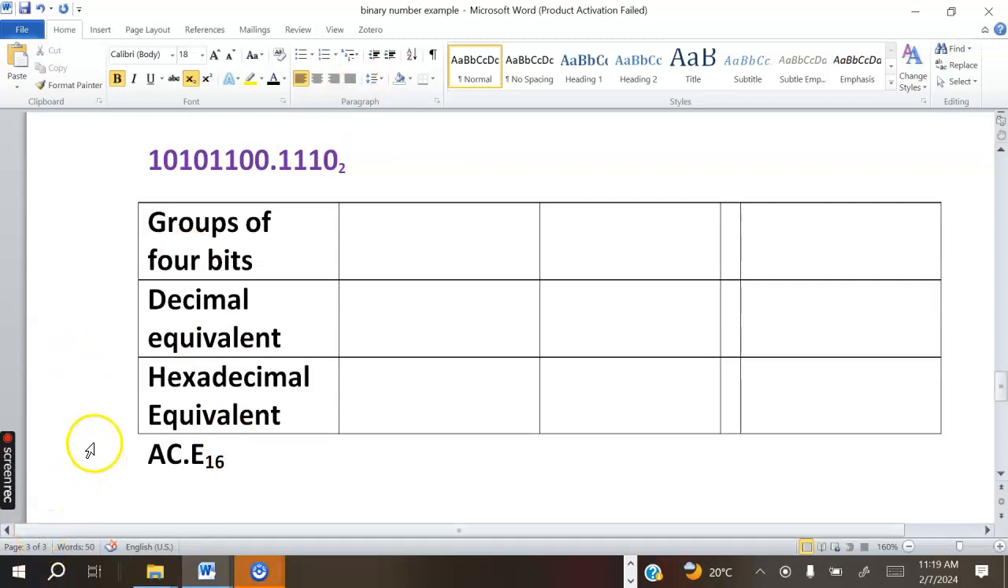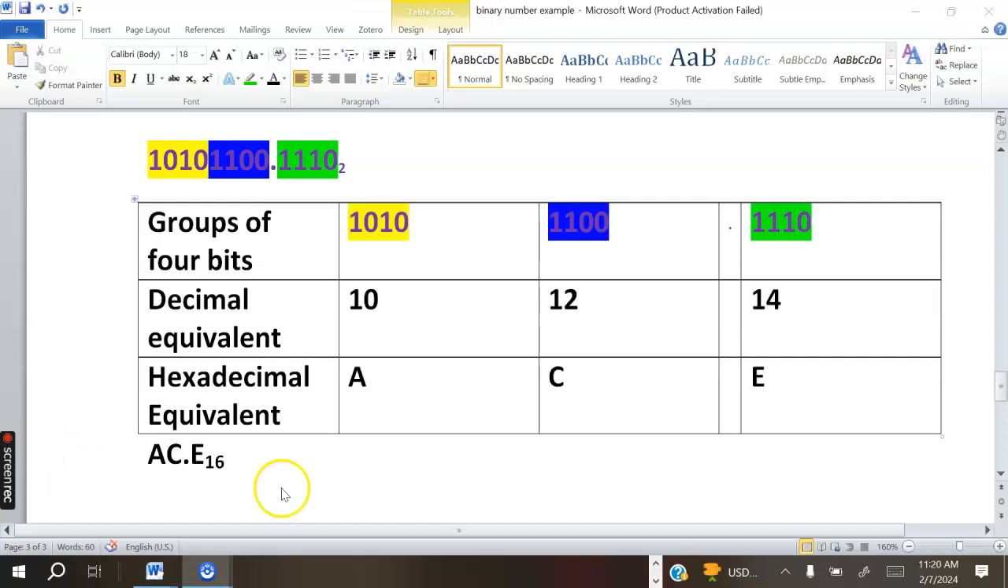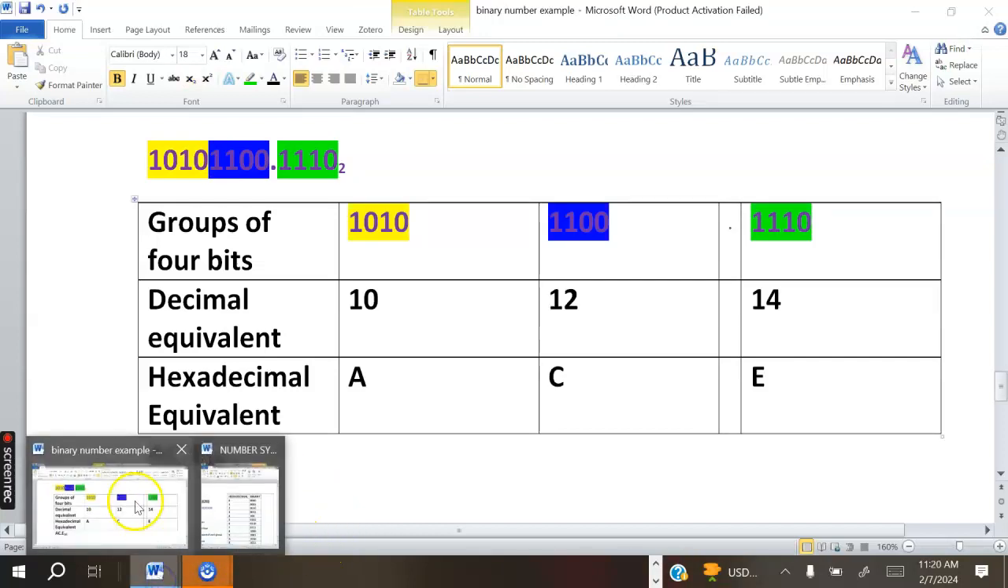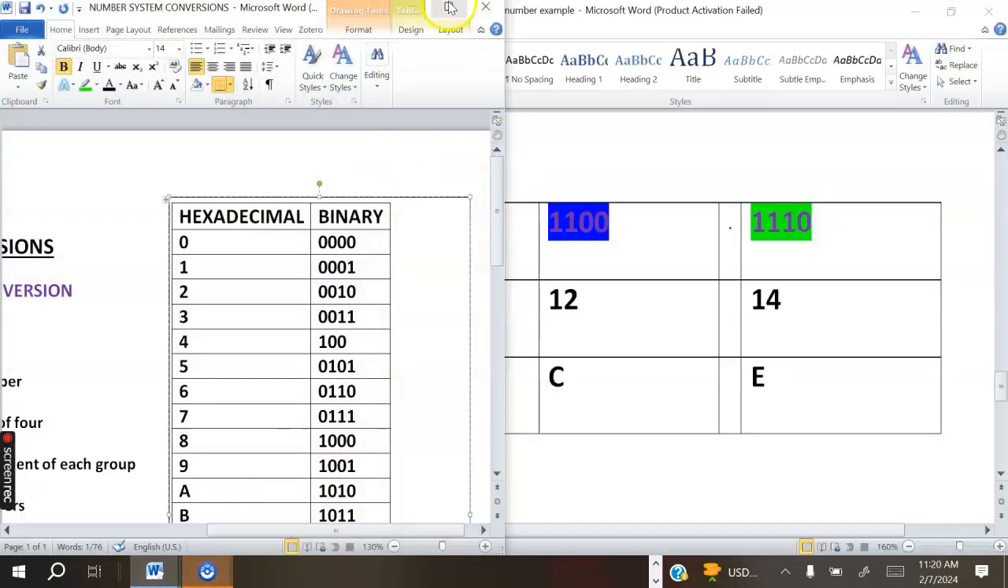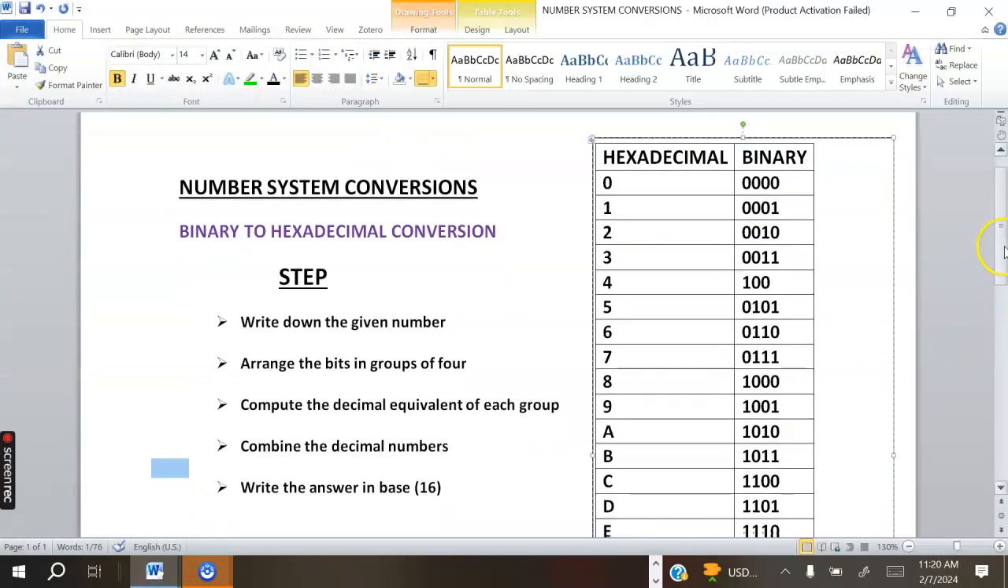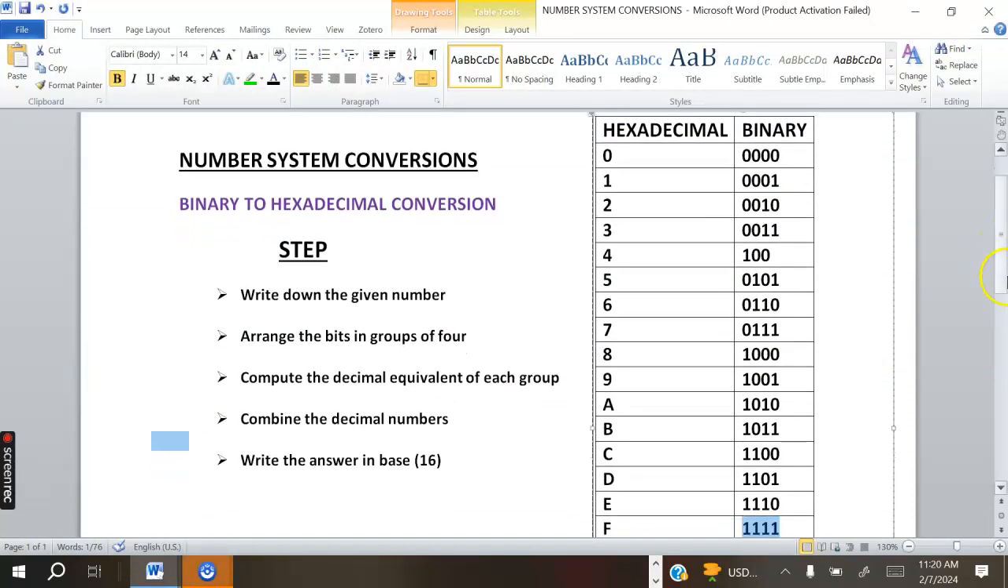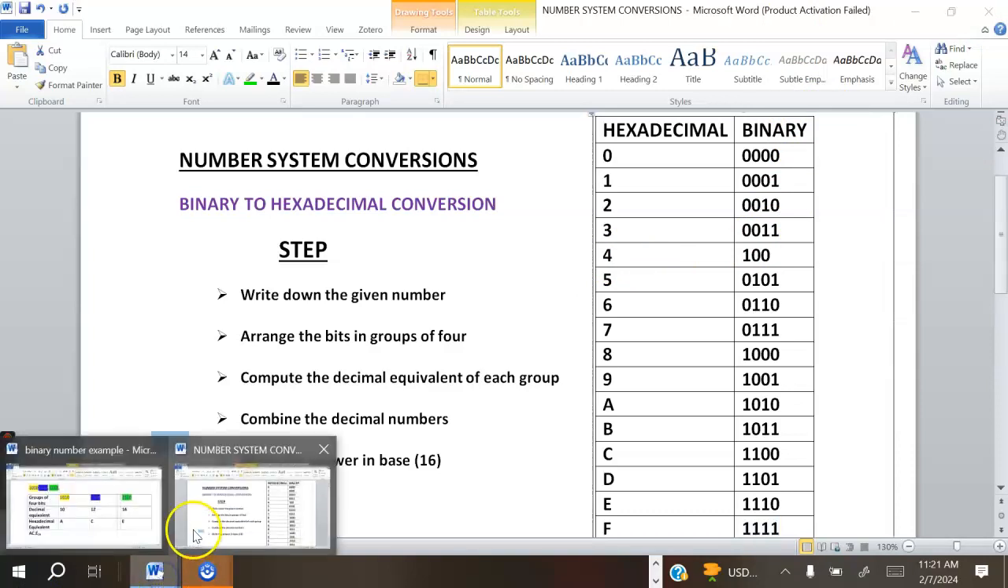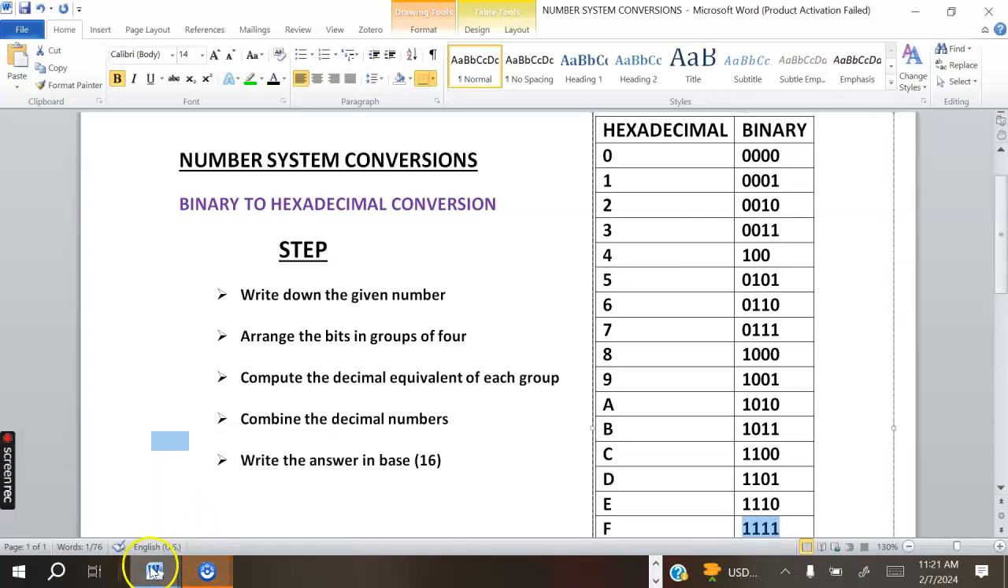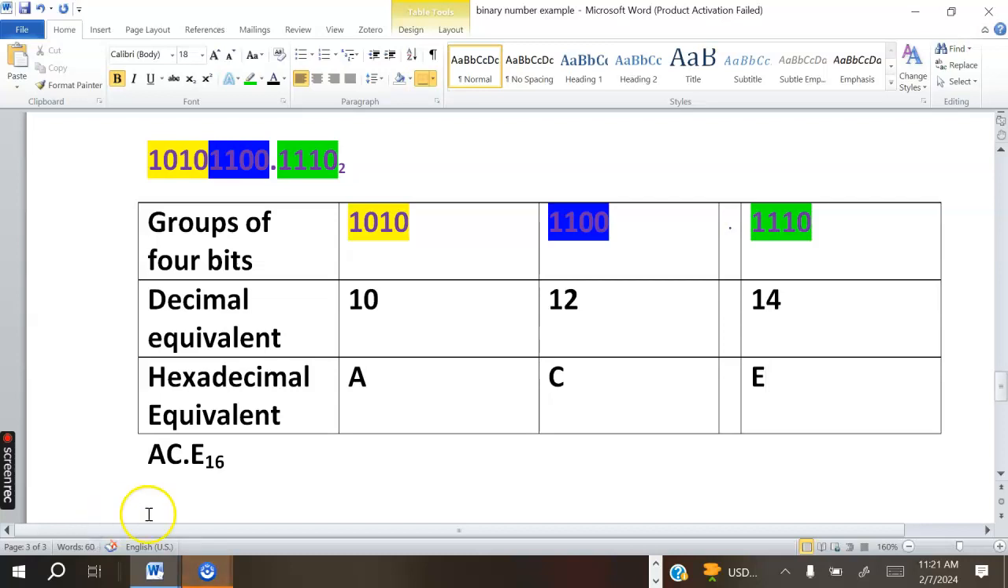So I'll give you maybe some few minutes to go through your work, then I will do it. So there goes my working. Maybe you can use this table to do the conversion. So I hope by now you are through with the working.